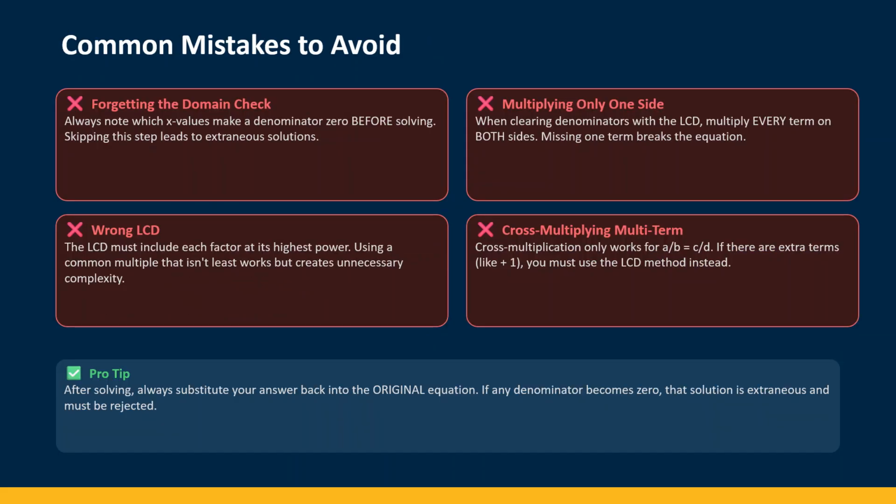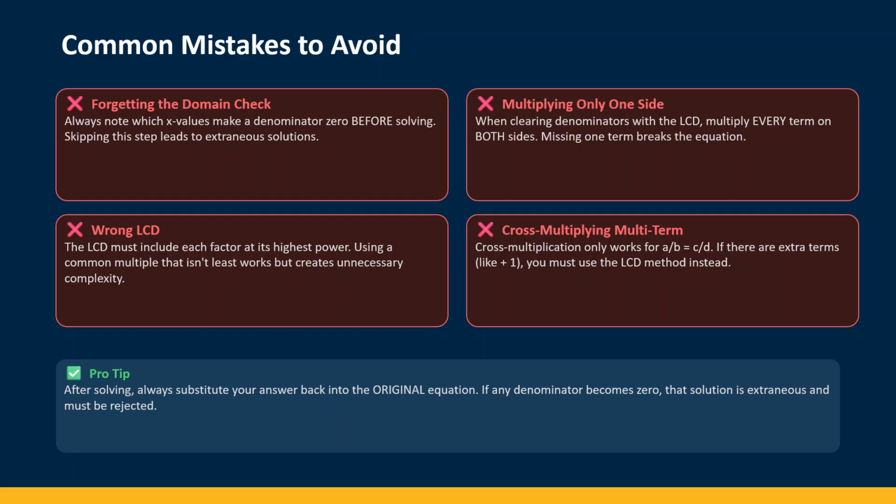This slide covers the 4 most common mistakes students make when solving rational equations. Mistake number 1 is forgetting the domain check. Always identify which values of x make any denominator 0 before you start solving. If your final answer is one of those excluded values, it is extraneous and must be rejected. Mistake number 2 is multiplying only one side by the least common denominator. Remember that whatever you do to one side, you must do to the other. Every single term on both sides needs to be multiplied.